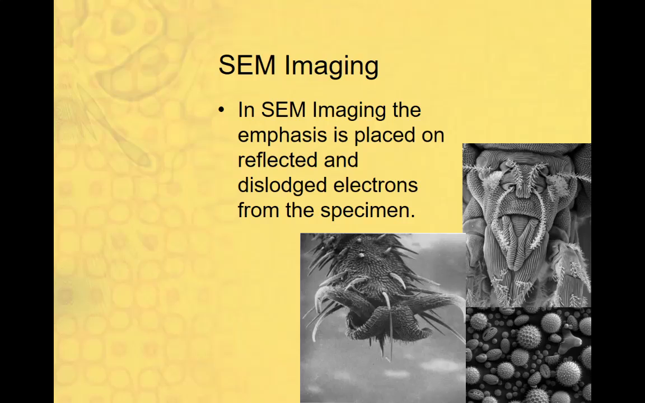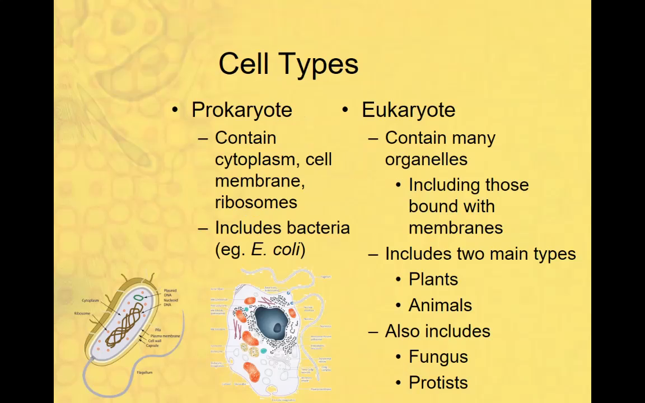But because of these powerful tools, we're able to understand much more about organisms, microorganisms, and even cells. And so because of this, we've been able to separate cells into two categories. Those categories are prokaryote. These are your simplest cells. They're not going to have a nucleus, and they're typically missing a lot of the organelles. And they do contain cytoplasm, cell membrane, and ribosomes. Remember, all cells do. And this includes things like bacteria, your E. coli, for example. The other category is the eukaryote.